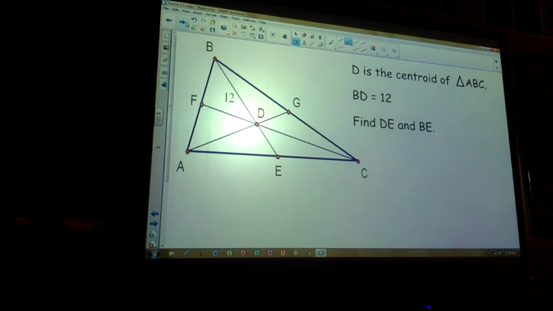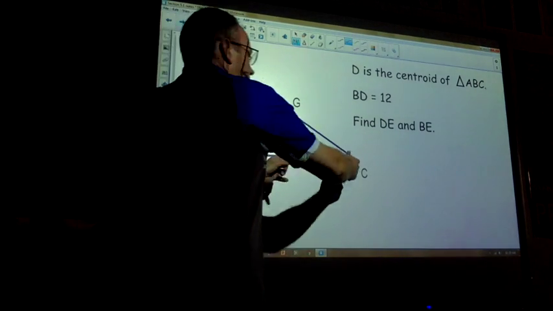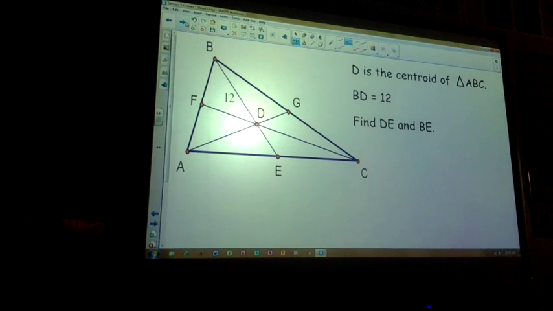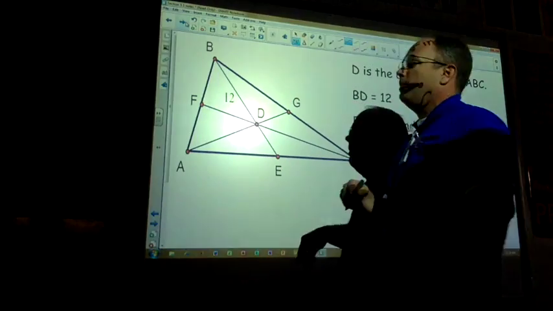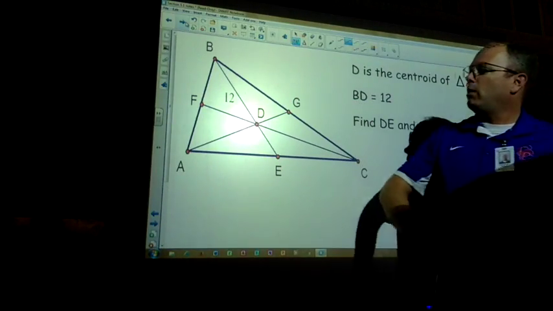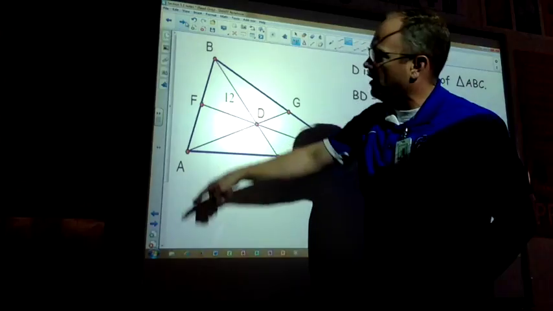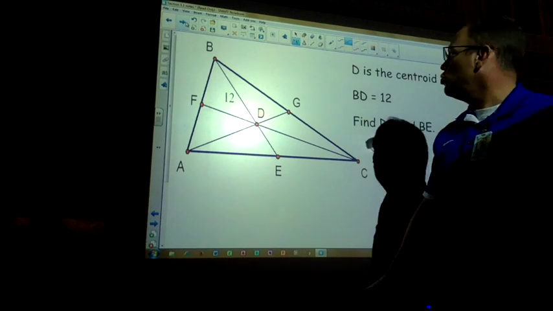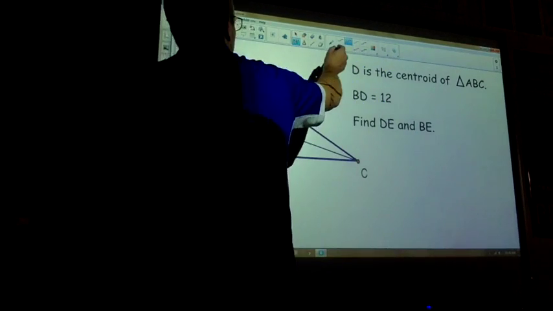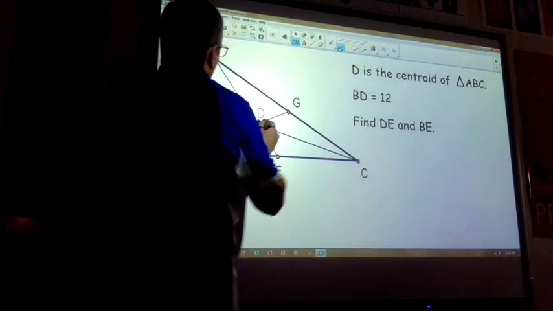If D is the centroid, we know that AE and EC are the same, yes? Yep. We would know if G is the centroid, CG and BG would be the same, yes? We would know that FB and FA are the same, right? Because we're cutting each thing in half. You see where a proof might come into this. Just talking proof.